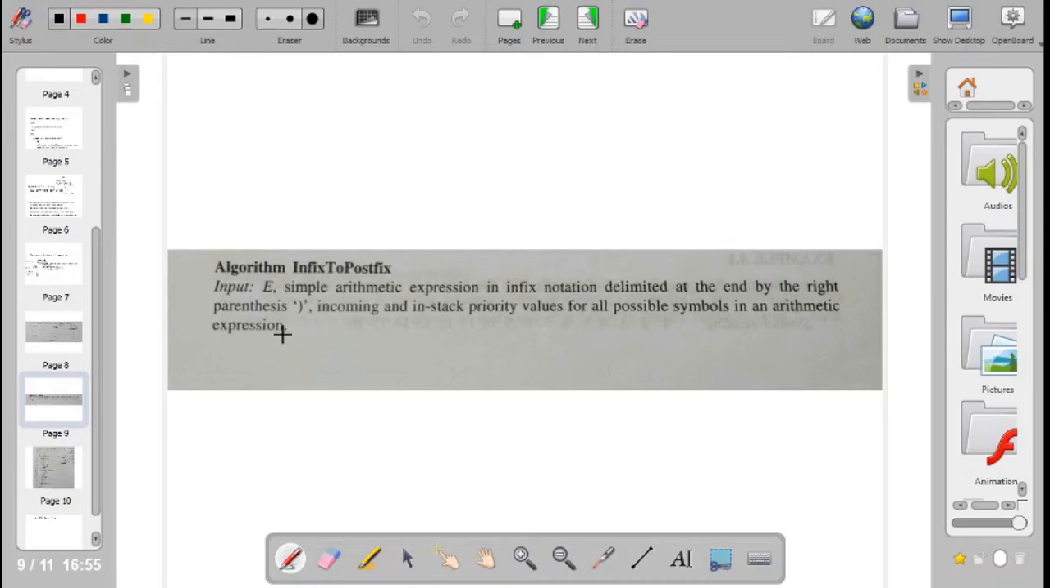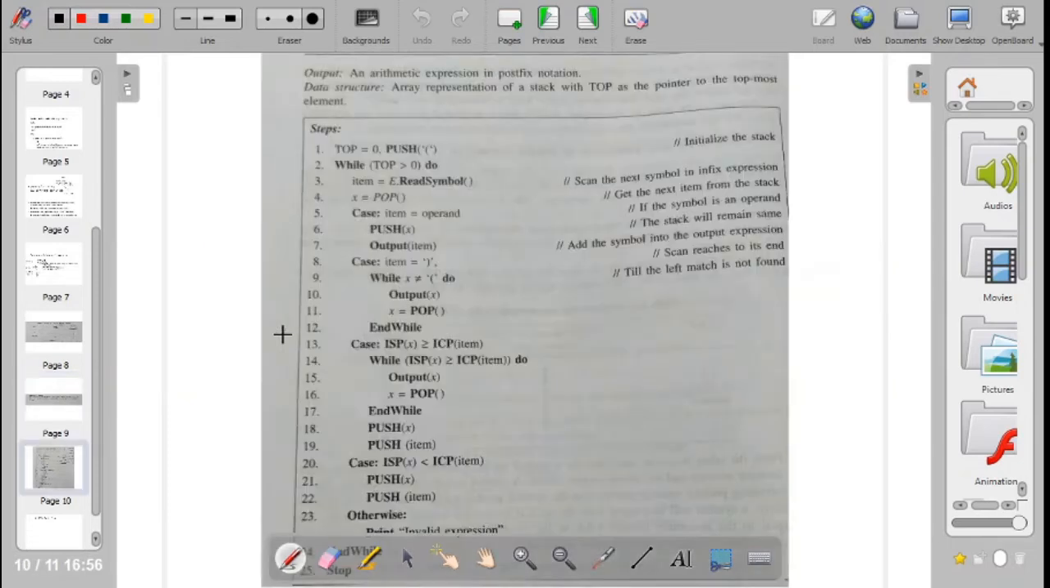Okay. So, the algorithm takes input E. E is a simple arithmetic expression in infix notation and it is delimited at the end by the right parenthesis symbol. Incoming and in-stack priority values for all possible symbols are also taken as input by the algorithm in a table. Okay. Now, what is the output? Output is an arithmetic expression in postfix notation and the data structure used is a stack. Okay. Now, what happens initially?